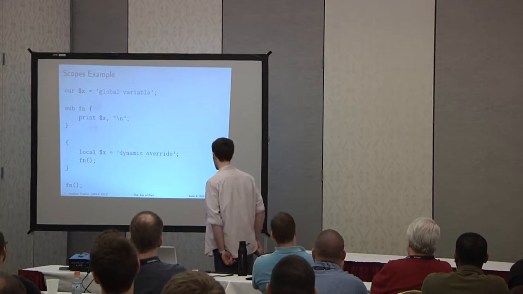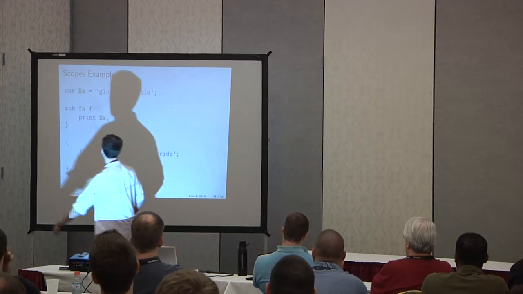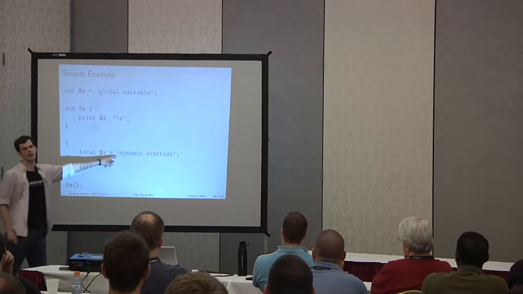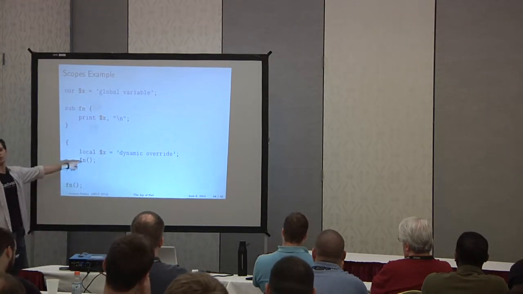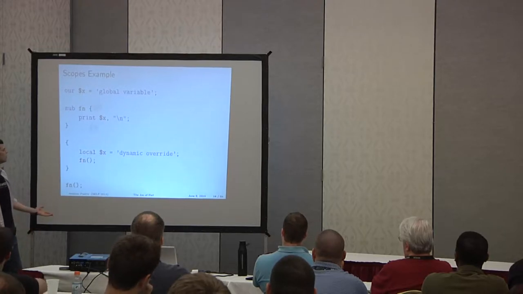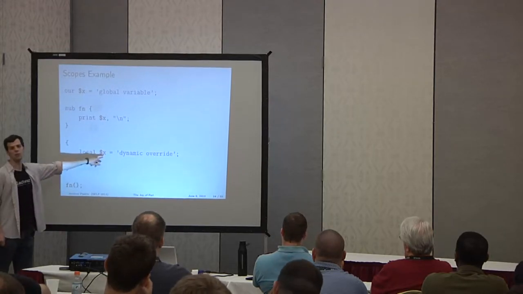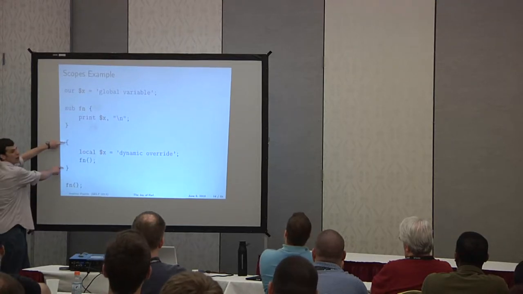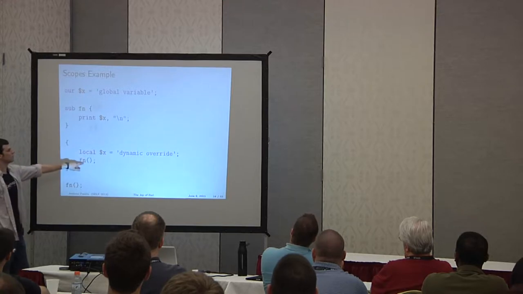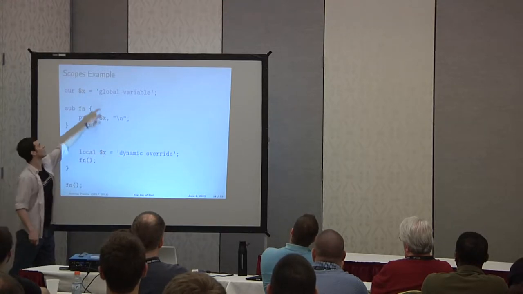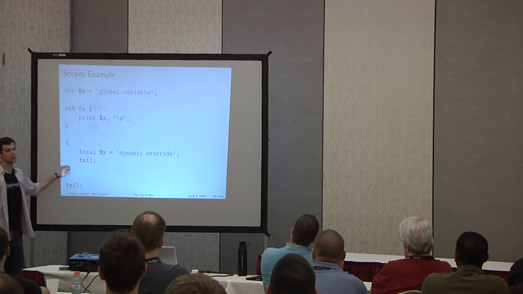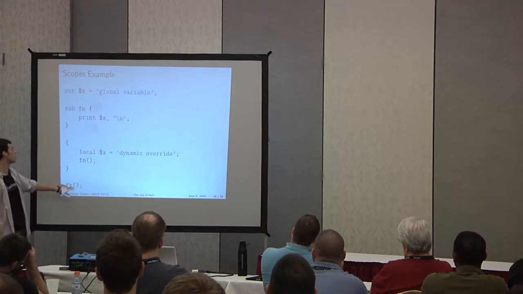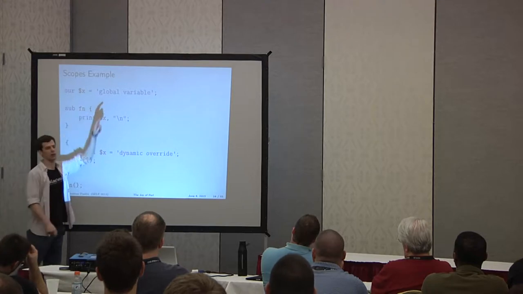However, what I have here is I'm making a new scope and setting local X to the string dynamic override. And then I'm calling a function. So setting this local here will override the value of the global variable X within this scope block. So this function will print out this string, not this string. However, when you leave the scope, the local ceases to exist, and when I call the function again, it will print out the global variable.